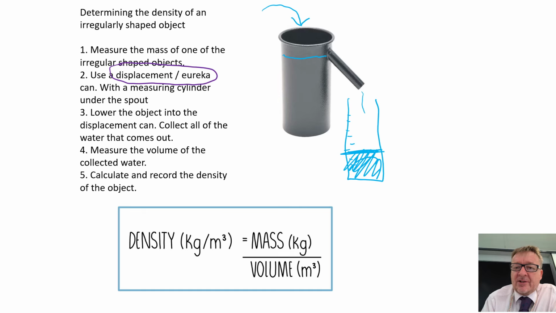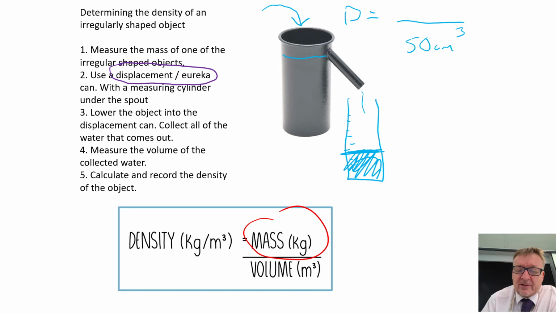You then do the actual calculation. Density equals mass over volume. I'm just going to make the volume up as 50 centimetre cubed. But I've done something really stupid: I've put the object into my Eureka can, and I should have measured the mass before. So I'm just putting it back again. My mass weighs 50 grams. Then you put it in, and you collect your 50 centimetre cubed of water. The density is 50 grams divided by 50 centimetre cubed, so it is 1 gram per centimetre cubed.